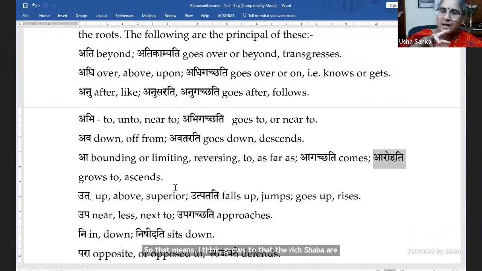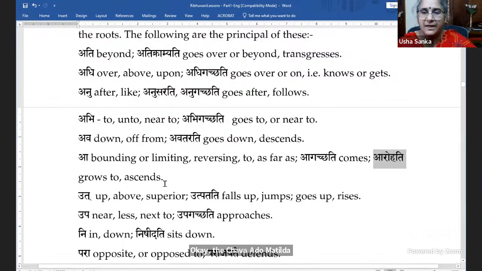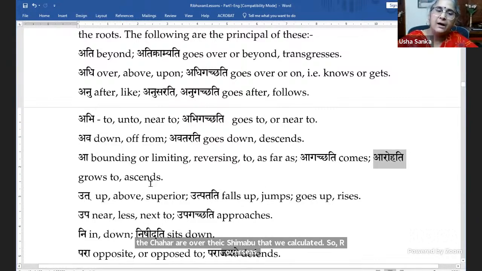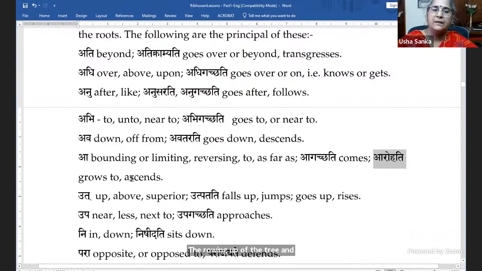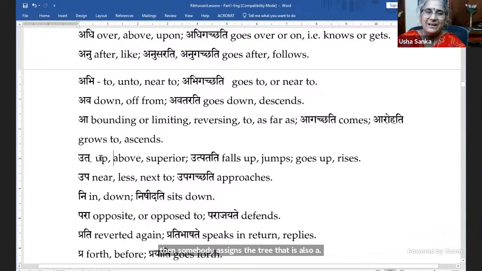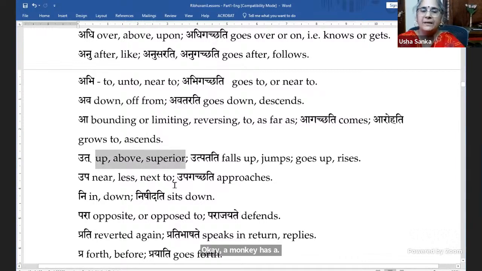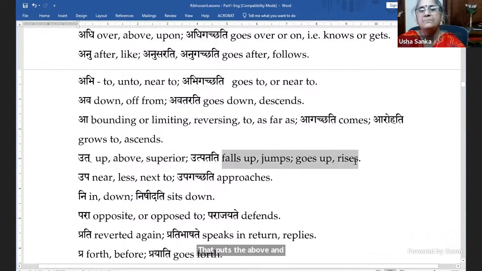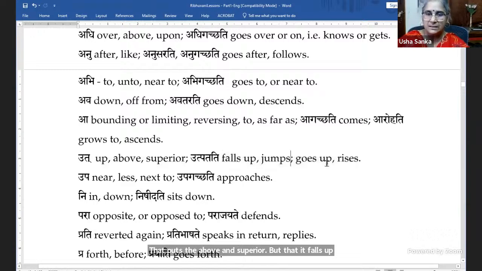Okay. Vrikshaha arohati, vriksham arohi. That will come to later. So arohati is the growing up of the tree, and the tree grows. And then somebody ascends the tree, that is also arohati. Okay, monkey ascends the tree, arohati. Then ut, above and superior. Utpatati, falls up, jumps, rises, goes up, etc.